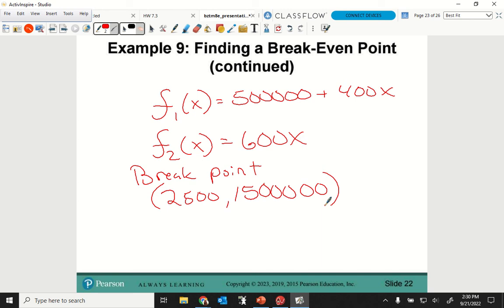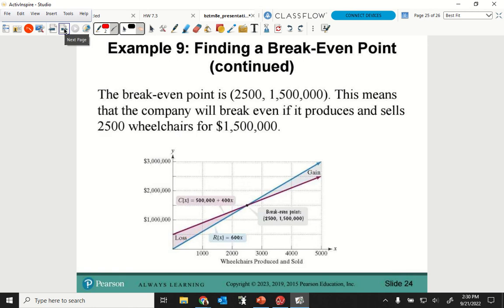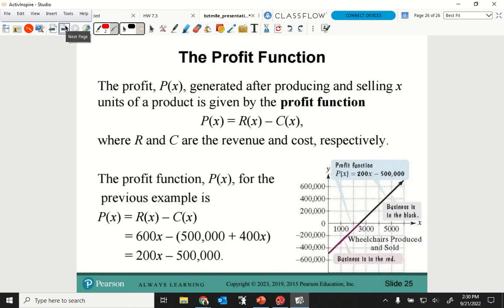Now, the last part that I have here is going to be, so here's the graph. This is what they have on theirs. Now, the profit function. The profit function is always going to look like this. The profit function is always going to be revenue minus cost. Whatever it is, revenue minus cost. This is the last page, and it's already set up for you so you can see this. So the revenue minus cost.